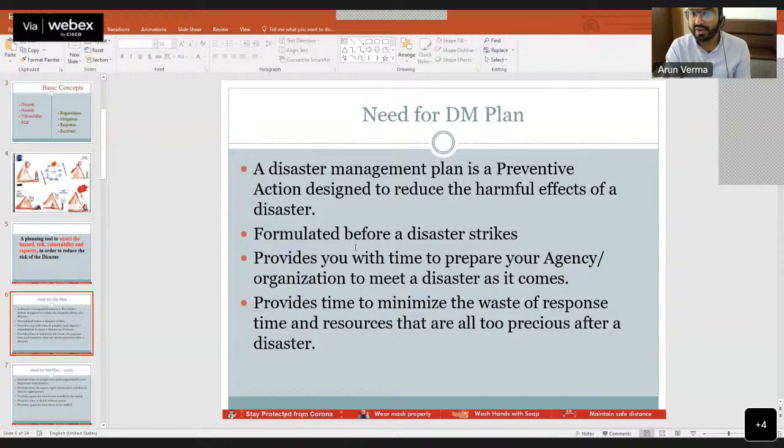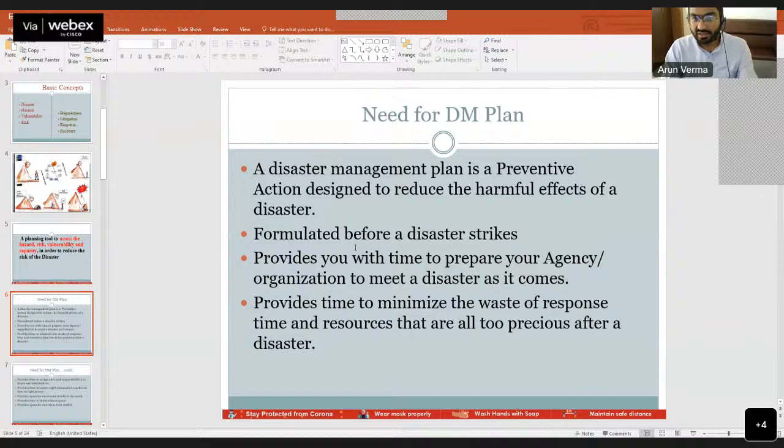It also provides opportunities for many internal agencies to collaborate with one another. If the fire services and the DDMAs, the district disaster management authorities, work collaboratively, then we can save more lives, and we can give something productive and fruitful to the people of our local areas. So that is why it becomes very important.